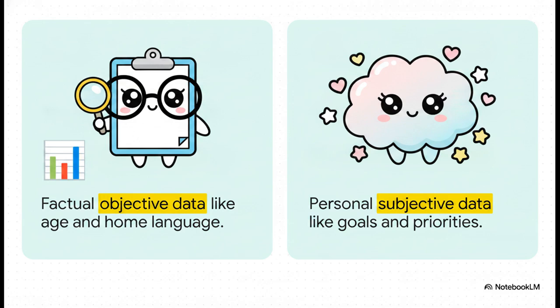Just knowing someone is, say, 20 years old and from Spain doesn't really tell us how to build a good course for them. For that, we need subjective data. This reflects the personal perceptions, goals, and priorities of the learner. How do they actually prefer to learn? Do they love studying strict grammar rules, or do they prefer conversational games? Without the subjective data, our blueprint might completely fail the client.